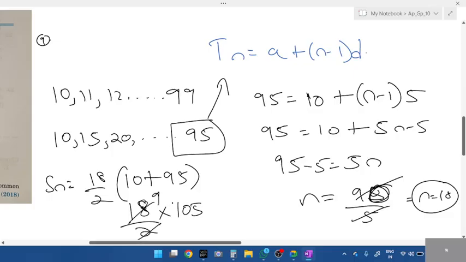9 ones are 9, 9 fives are 45. 945. Is it 945, Naomi? 945 is the answer.